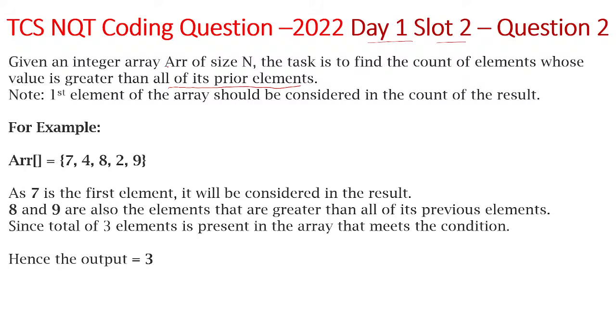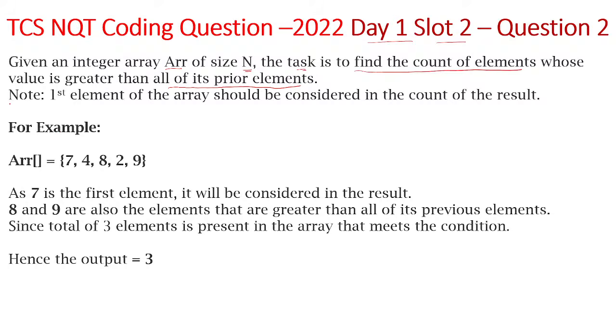So here we are given an array of size n. Our task is to find the count of elements whose value is greater than all of its prior elements. Prior means before. So all the elements present before that element, and if it is greater, then such elements you need to count and print the count value.